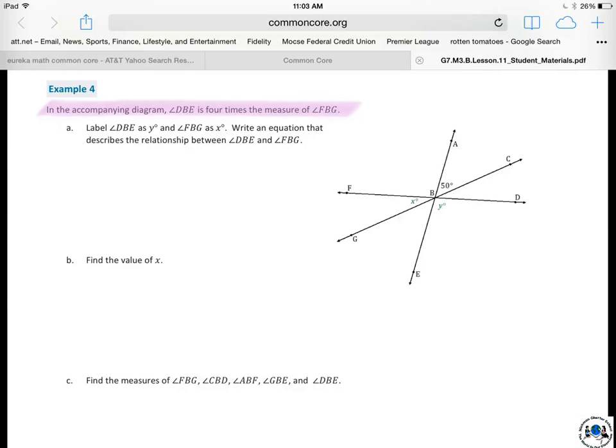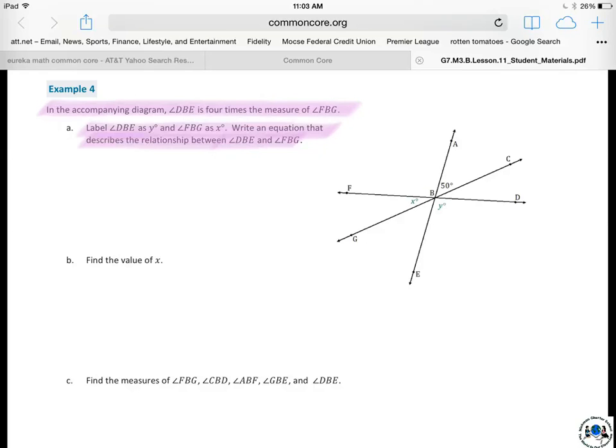Okay. So what? And again, I'll just read these. You can come back and we'll solve them one at a time. The first part A says label DBE as y degrees and FBG as x degrees. Write an equation that describes the relationship between those two angles. Okay. I think it's actually been written in there for you already. Yeah, it is. So it's in there.